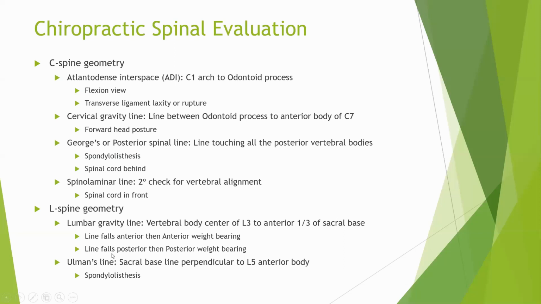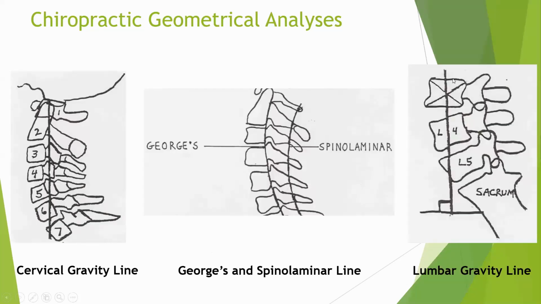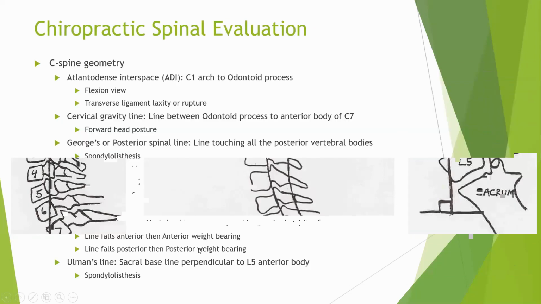All right, again, if the line falls posterior to the sacral base, for example this line right over here where my mouse is, if this line is behind a third of the sacral base, then what does it mean? That means there is posterior weight bearing. So essentially the posture of the patient is like this. There is listing of the body posteriorly to prevent something.